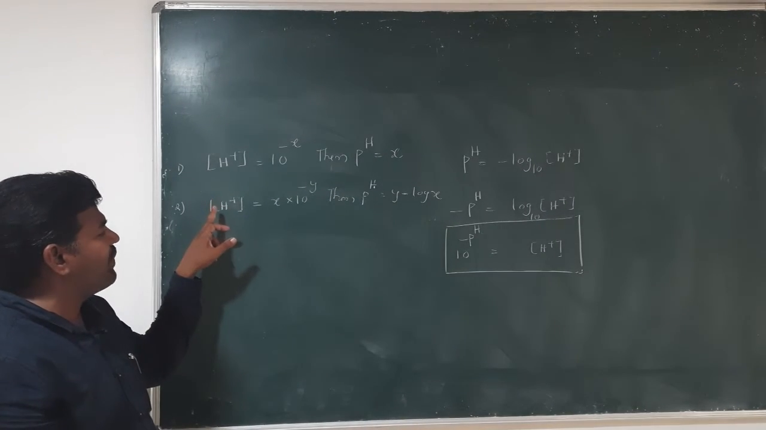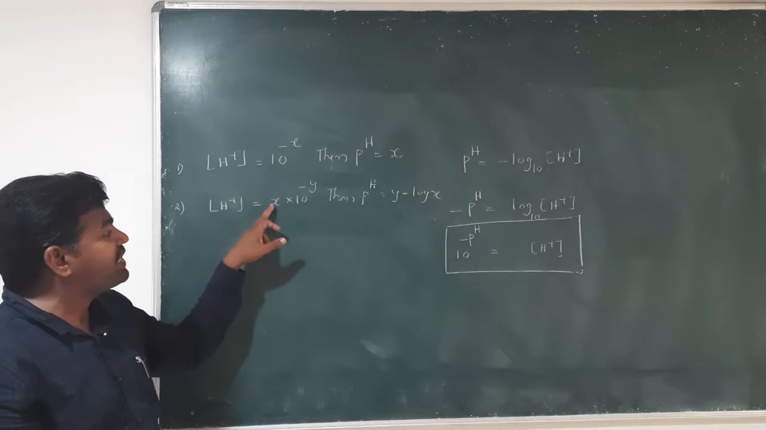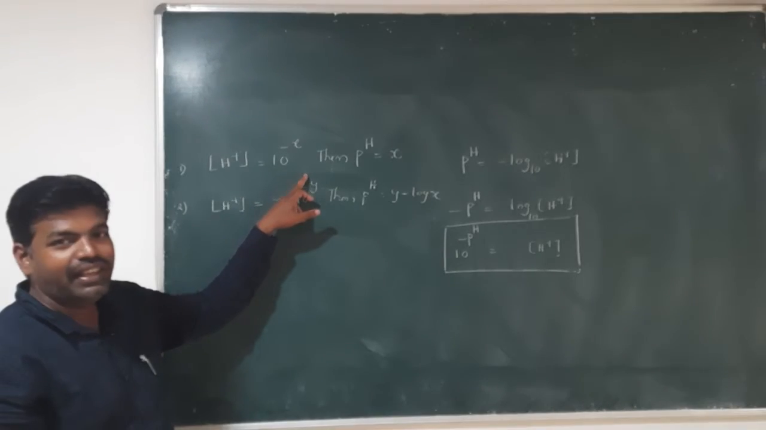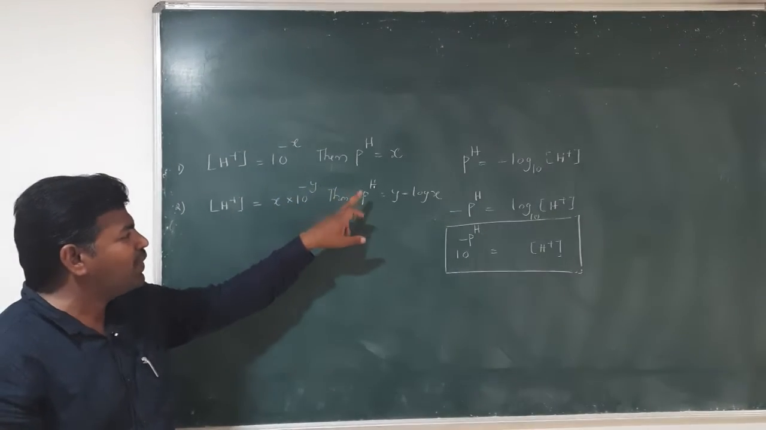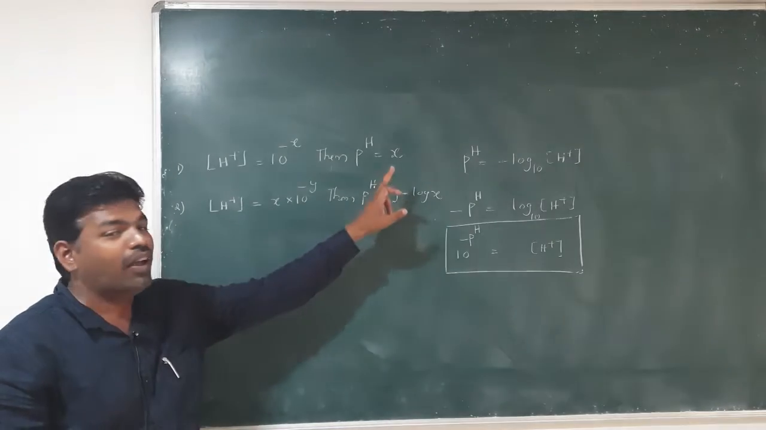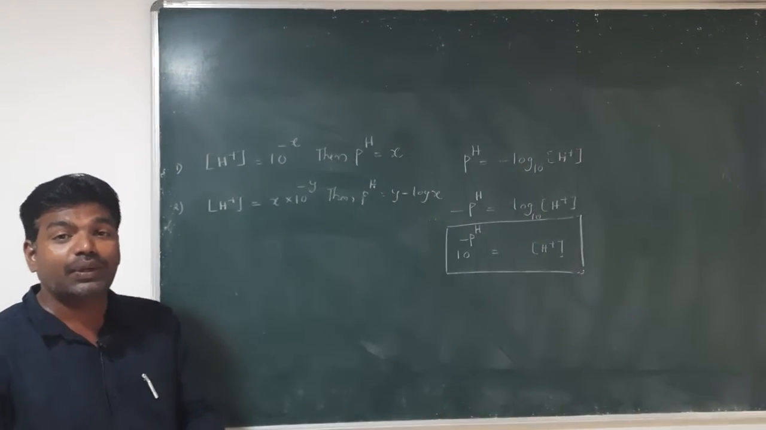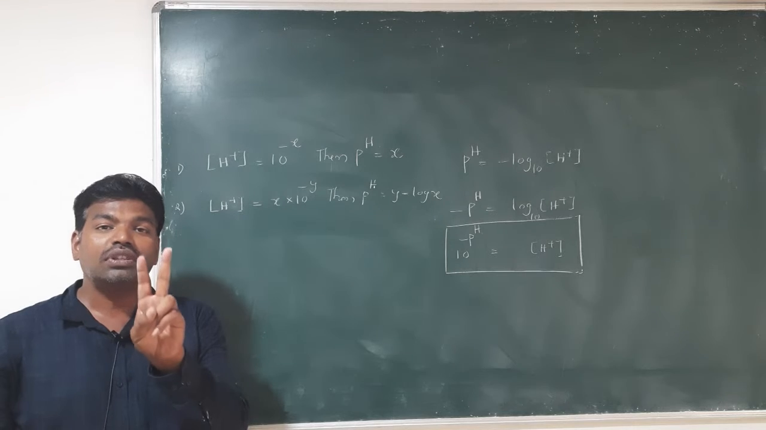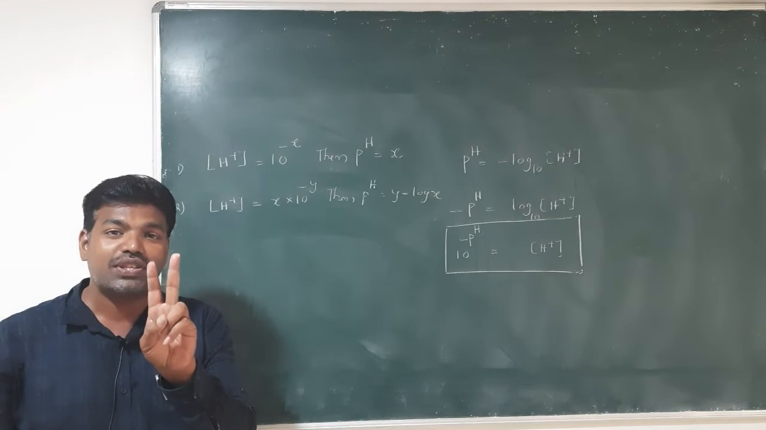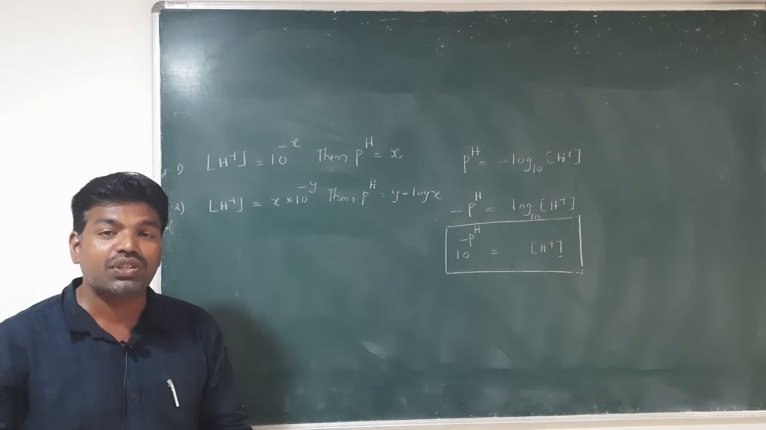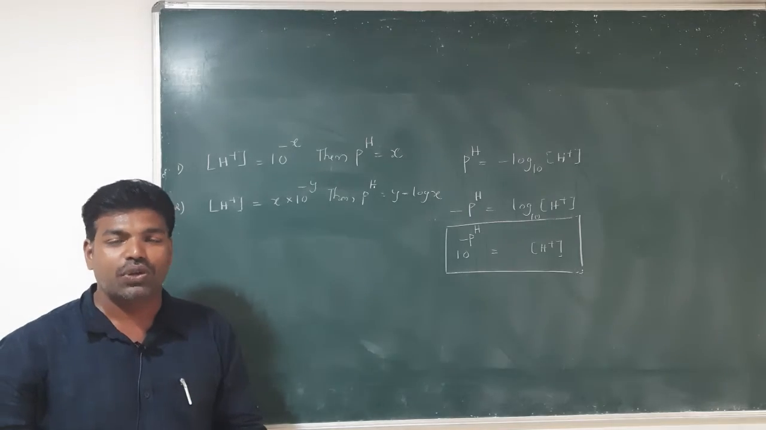Similarly, if the concentration of H plus ions is equal to x into 10 power minus y, then pH is equal to y minus log x. These are the two formulas. These two formulas allow us to calculate the pH of various solutions.